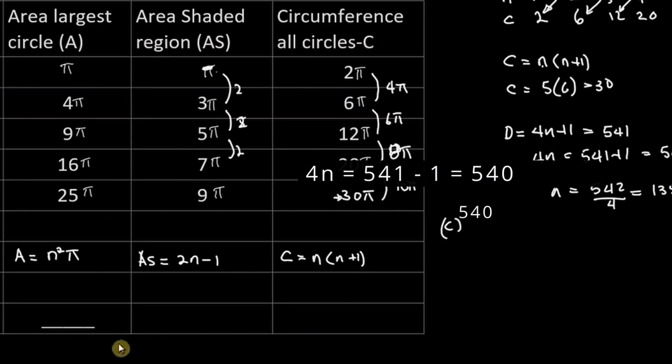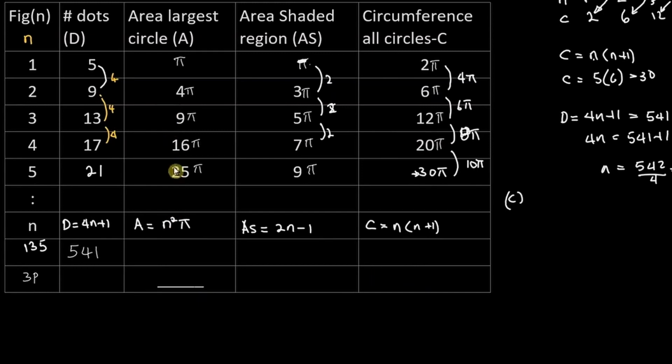Part C is asking us to determine the area of the largest circle, given that n is equal to 3p. So we know that for the area of the largest circle, the formula is A is equal to n squared pi.